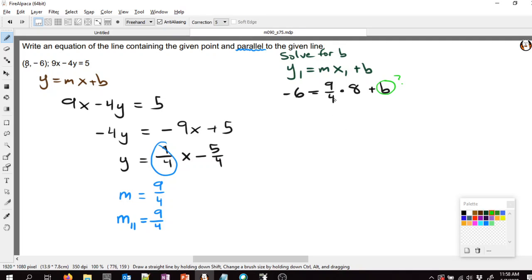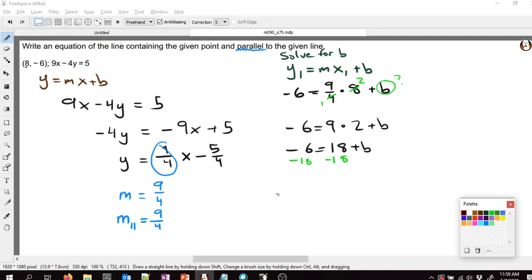So we're going to start, and 4 goes into 8 twice. So we have a negative 6 is equal to 9 times 2 plus b. Negative 6 is equal to 18 plus b. And now we're going to subtract 18, so minus 18, minus 18. Negative 24 is equal to b. Great.